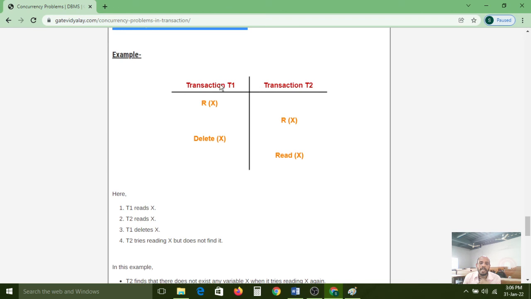Carefully observe transaction 1 and transaction 2. Transaction 1 is a reading operation on the X account. Second, transaction 2 is a reading operation on the X account. No problem here, because while reading we will not get any problem. While updating we will get the value problem. Here, delete of X: transaction 1 is deleting the X account value, but T2 is reading the same X account value.